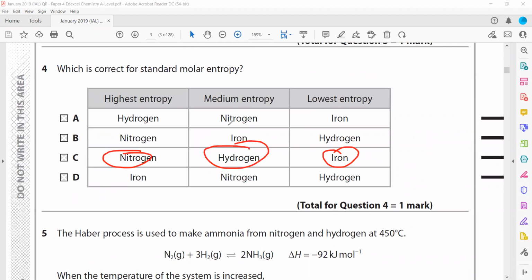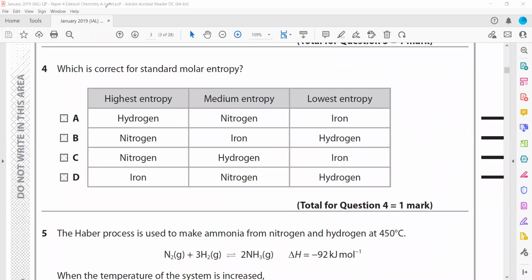But how do we identify which one? Nitrogen is N2 and hydrogen is H2. But nitrogen contains more particles: each nitrogen has 7 electrons, so the total will be 14 electrons, whereas hydrogen has only 2 electrons. Fewer particles, less entropy; more particles, greater entropy. If we have the same number of atoms, then we check the number of particles.